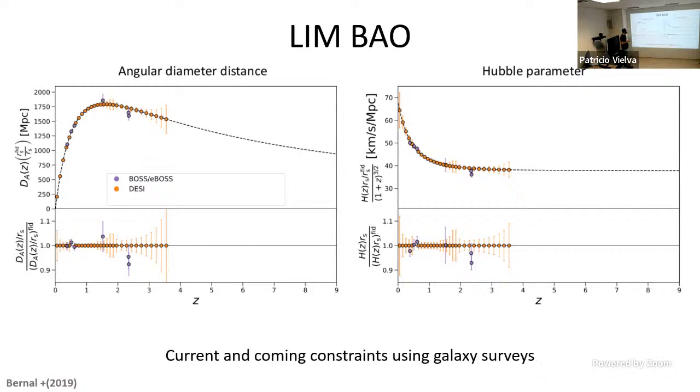So here we have the actual constraints on both the angular diameter distance and the Hubble parameter at different redshifts. In purple, you have the measurements from BOSS and eBOSS. And in orange, you have the forecast for DESI, that is basically the biggest galaxy survey that is taking measurements right now and is actually working better than expected. It's quite impressive. But it's going to have this hard cutoff at high redshift, right? And what's going on here? Is this as we expect for a matter-dominated universe, or do we have some weird features here?